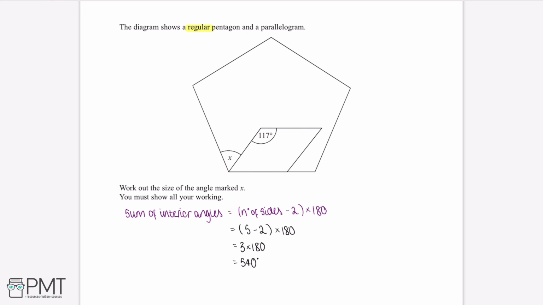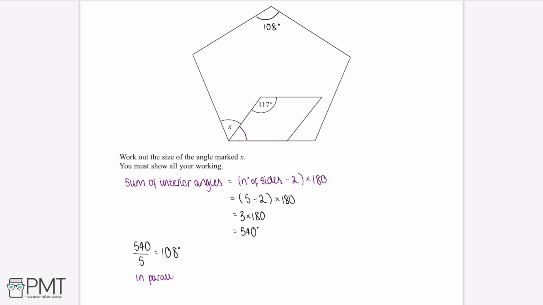Now in order to work out what one of these angles will be, we'll need to divide 540 by 5, as we have worked out the sum of the interior angles. And 540 divided by 5 gives us 108 degrees. So all of these interior angles are 108 degrees. The next thing we can do, in order to work out the size of angle X, is work out the size of this angle here in the parallelogram.